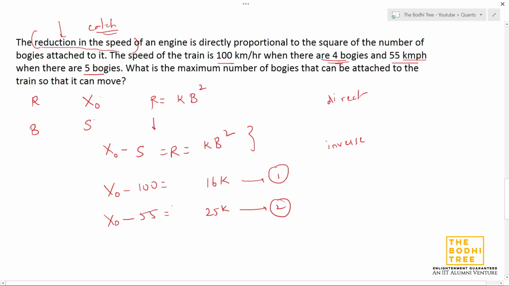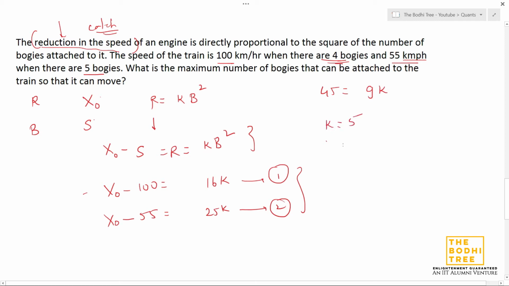What is the maximum number of bogies that can be attached to the train so that it can move? The train just has to start moving. You have to understand that. I'll get to that point when we reach that statement, but as of now solve this. What do we get if I get rid of this x naught? Subtract equation 1 from equation 2, so I'll get minus 55 plus 100, which is nothing but 45, equal to 9k. So I get the value of the constant k as 5.